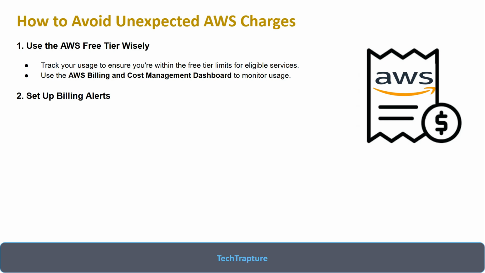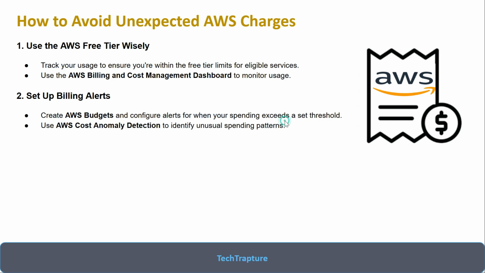So whenever your cost goes above zero, or $0.01, you are going to get an alert. After checking the alert, you will check in Billing Explorer which services are costing money, and you can just terminate those instances. Okay, so create an AWS alert, an AWS budget, and configure alerts when your spending exceeds a set threshold. Use AWS Cost Anomaly Detection to identify unusual spending patterns.